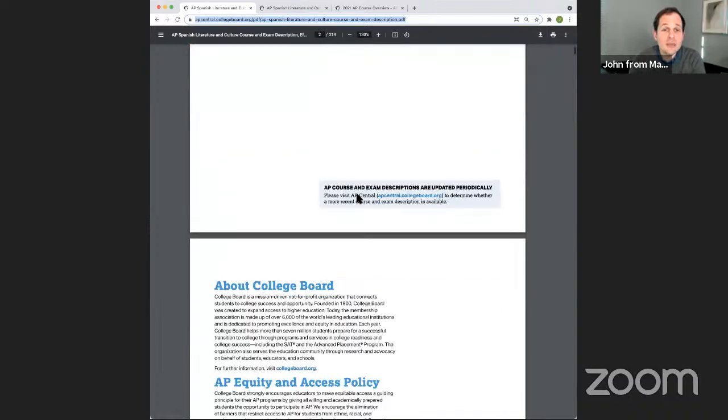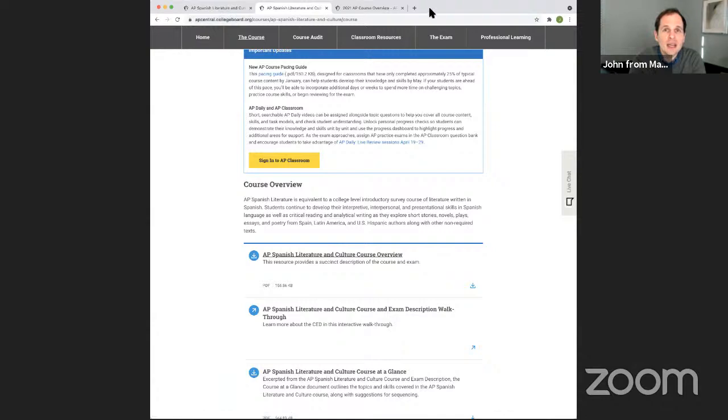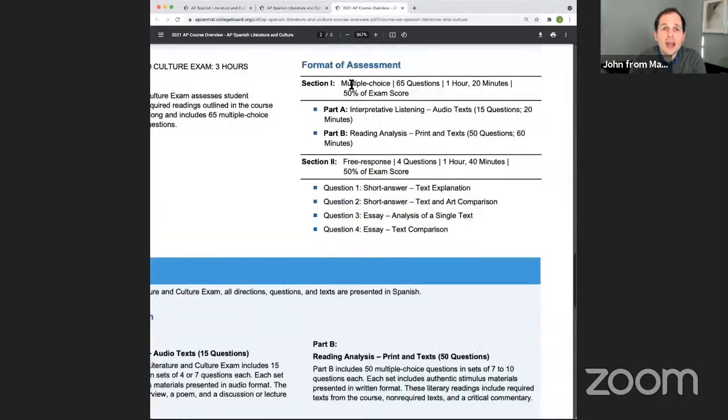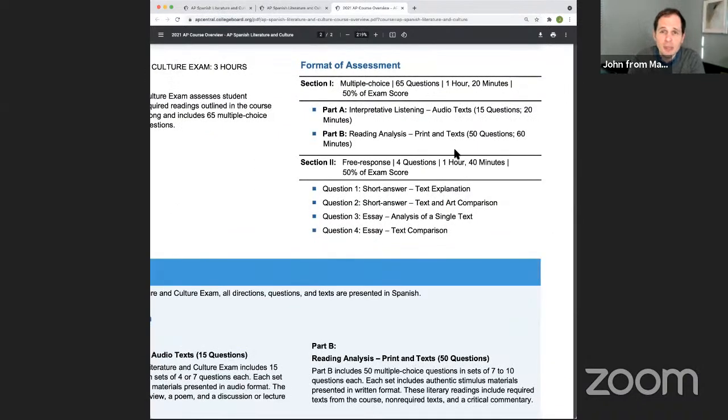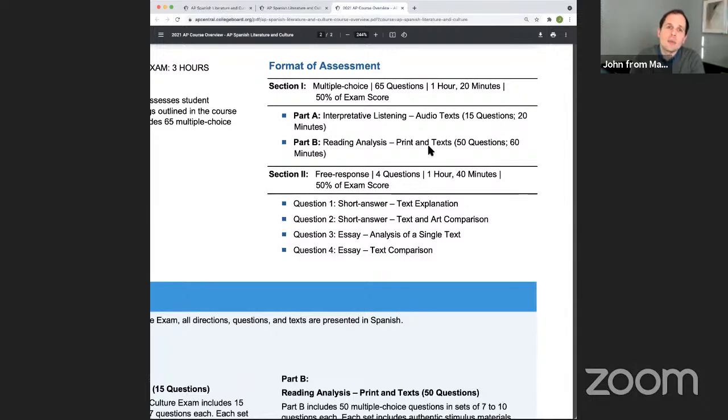Okay, so in the course and exam description, you're going to see a few key things about the format of the exam. I'm going to go to an overview of this that breaks this down, I think, in a nice way. So remember how the exam is going to be set up. There is no digital AP Spanish Literature exam this year. It's only going to be offered in schools in the conventional paper and pencil format.